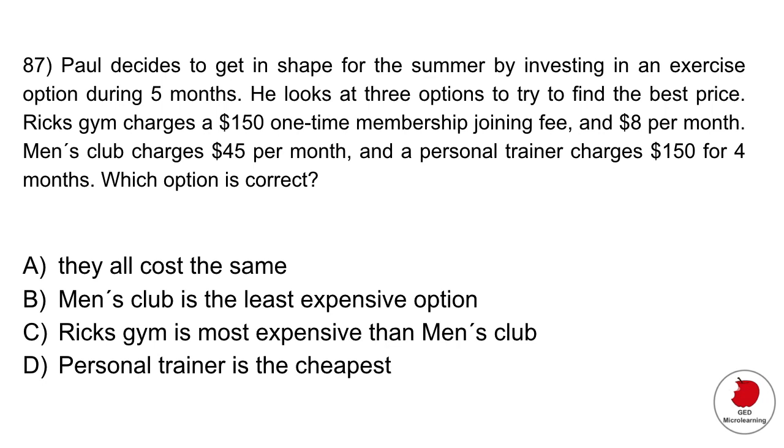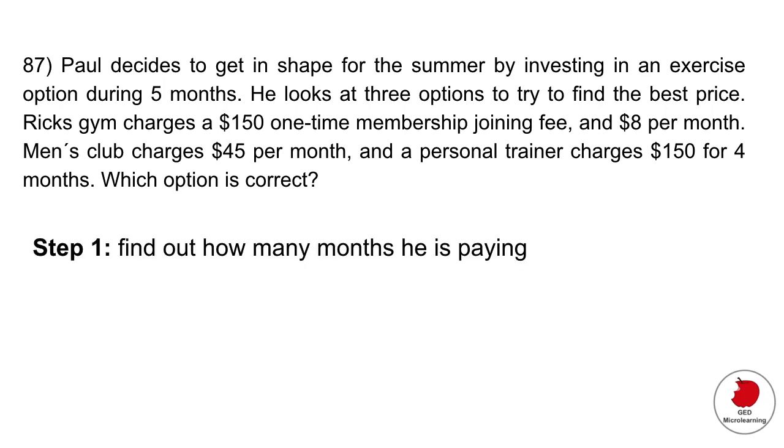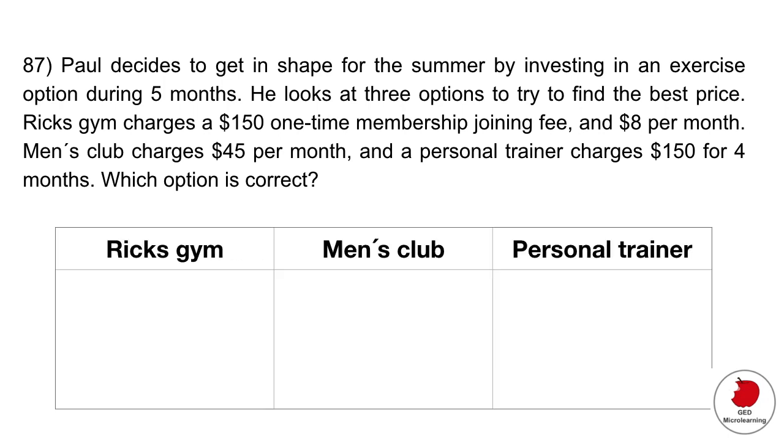Okay, so this is a little bit involved. So what you have to do is break it into small pieces so that you don't get confused. So the first thing that you want to do is find out how many months he is paying for his exercise option. Second, find out the price for each option, and then compare the 3 options. Okay, so I'm going to put this in a little table like this.